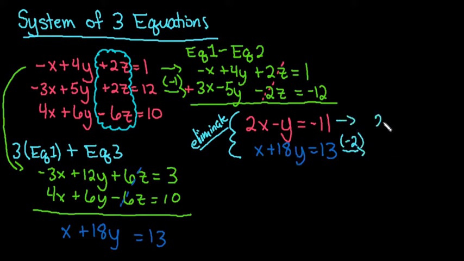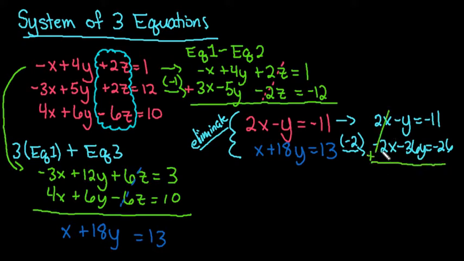So I'm going to keep the top equation the same, 2x minus y equals negative 11. And I'm going to multiply the second equation by negative 2. So that gives me negative 2x minus 36y equals negative 26. And then we're going to add these two equations together. When we add these two together, my x's cancel, and I'm left with negative 37y equals negative 37. So if I divide both sides by negative 37, that gives me y equals 1.